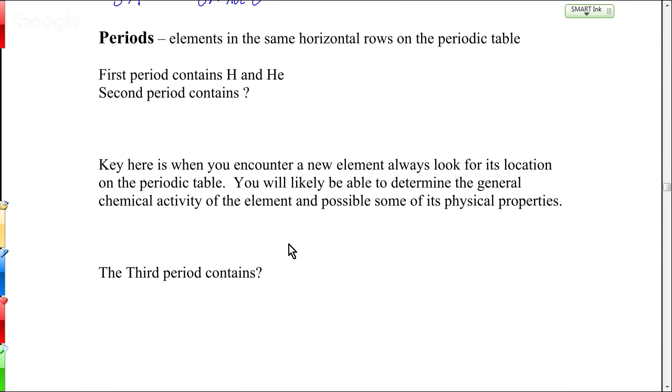So periods. We had this on the pre-test. I know a lot of people got mixed around, probably just because of how the words are written on the periodic table. But the periods go across, and the groups go down.